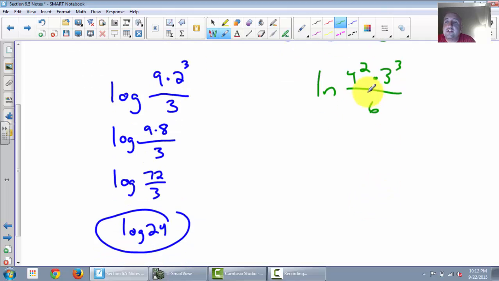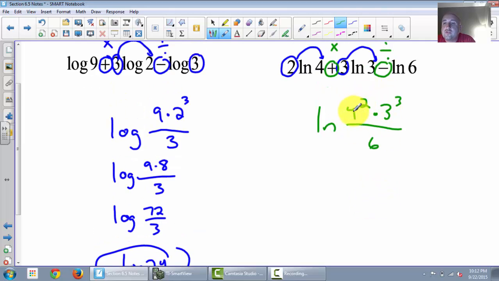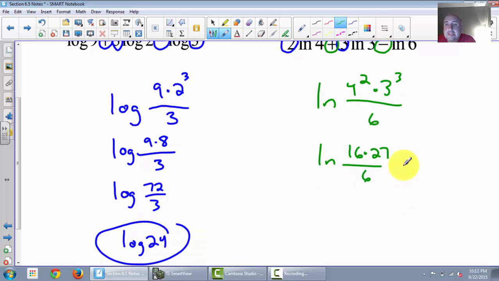All right, so let's see here. We have 4 squared, which is 16, times 3 to the third, which is 3 times 3 times 3, which is 27, all over 6. Let's reduce first. 3 goes into 6 twice. 3 goes into 27 9 times. All right, and now I'm going to reduce again. 2 goes into 2 once. 2 goes into 16 8 times.